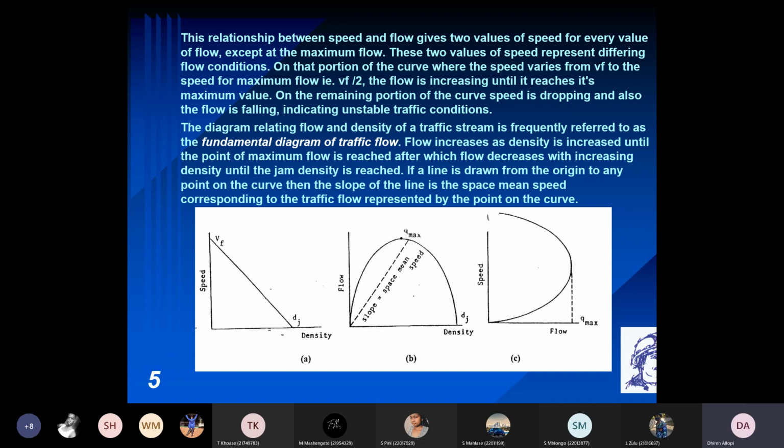So you can explain these three graphs quite easily, and some of the narrative is given there above, which you can read through. Okay.